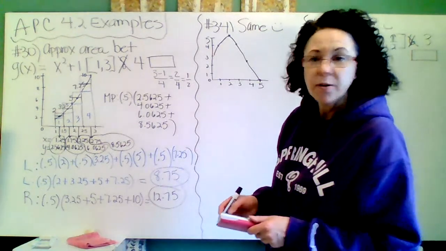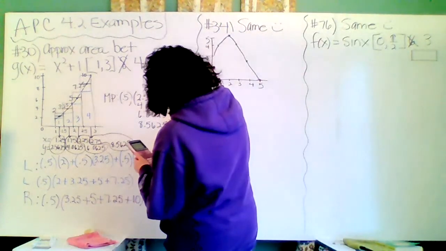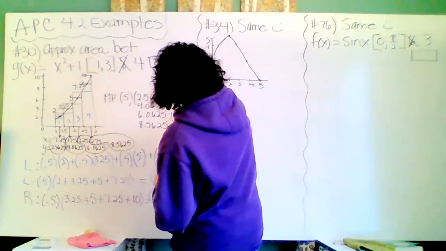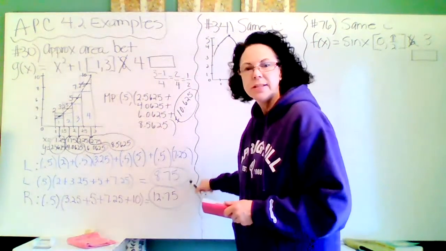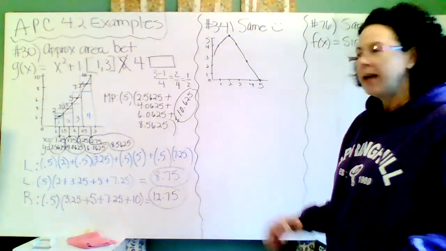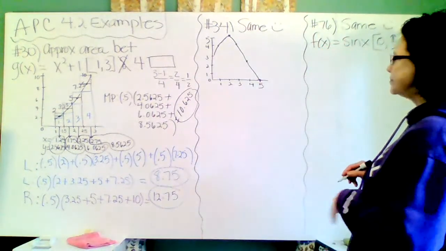You could just fast forward over me spending that time. And we get 10.625 for the area. Again, notice it's in between here, okay? Any efficiencies you can gain, of course, go ahead and do that.